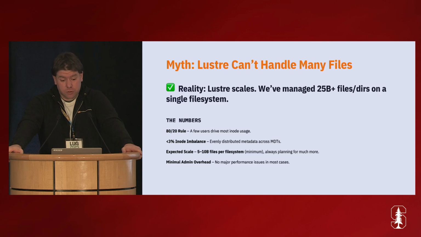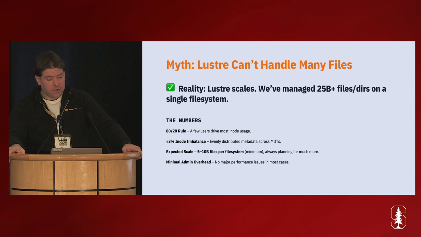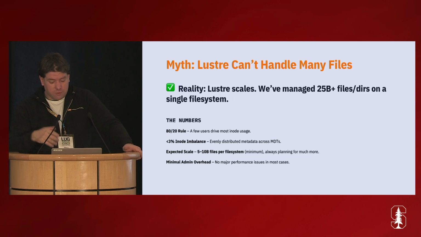And so there was no overhead. How we deal with this now is that we expect 5 to 10 billion files per file system at a minimum, and that's pretty much what we have at all times. But we plan for a lot more, because as we found, if users can more easily create files and just run the file system like that, then they're going to do that. So you have to plan for worst case scenarios.